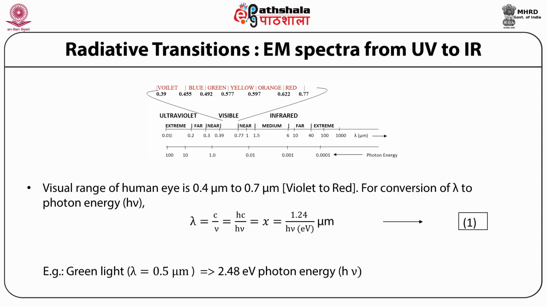So for conversion of lambda to photon energy h nu, we have lambda equal to c by nu, that is equal to hc by h nu, which is equal to 1.24 divided by h nu in electron volt micrometer, where c is the velocity of light. That is, if we take an example for the green light, which has wavelength 0.5 micrometer, this implies 2.48 electron volt of photon energy h nu.